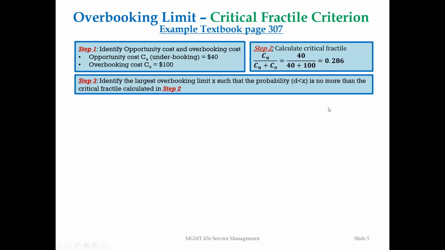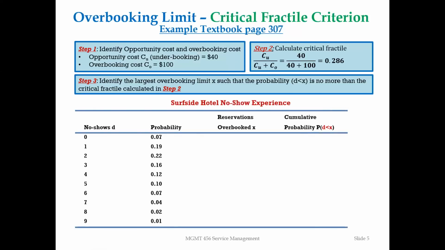Let's look at the same example. This is the hotel example, the same example. We have the first column and second column, copy-pasted. For the number of no-shows, we use D to denote the number of no-shows from 0 all the way to 9. The second column is simply the corresponding probability.